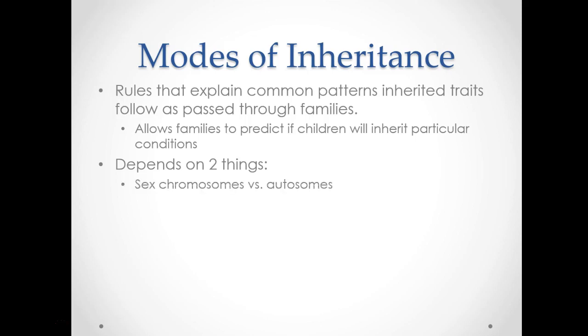When we're talking about modes of inheritance, the other important distinction to make is whether it's on a sex chromosome or on an autosome. We have autosomal traits, which is what we're going to talk about in this lecture. And then there are also sex-linked traits, which are on our sex chromosomes, our X's and our Y's. We're not going to talk about those in this lecture. We're going to talk about those in a future lecture, though. And again, the other thing is whether the trait is a dominant trait or a recessive trait.